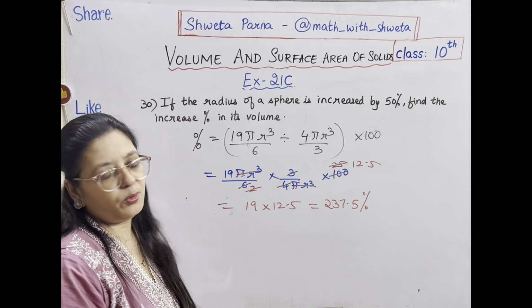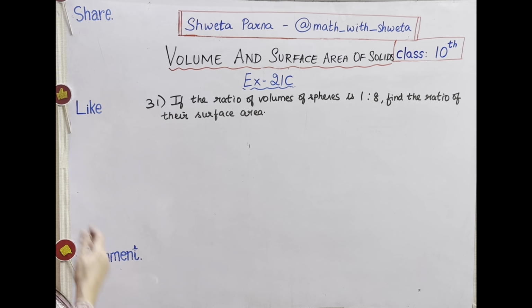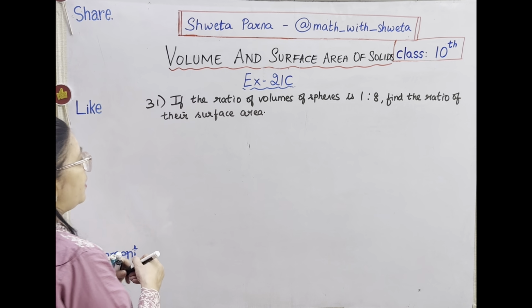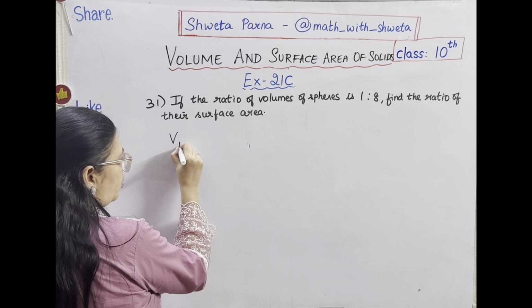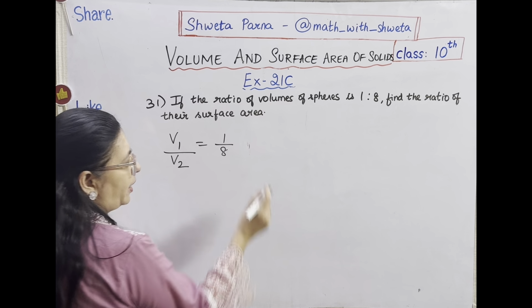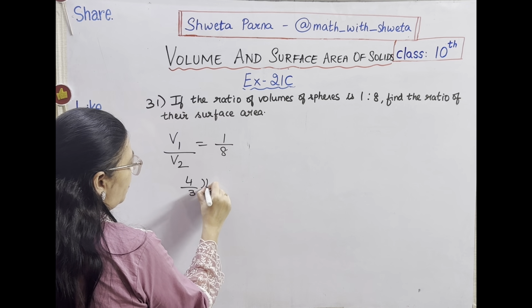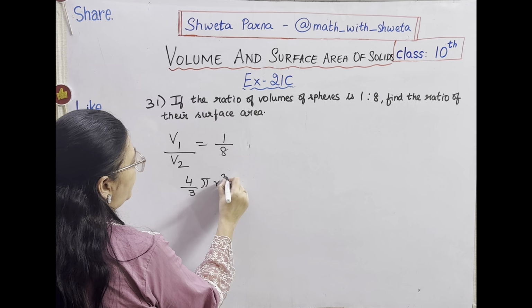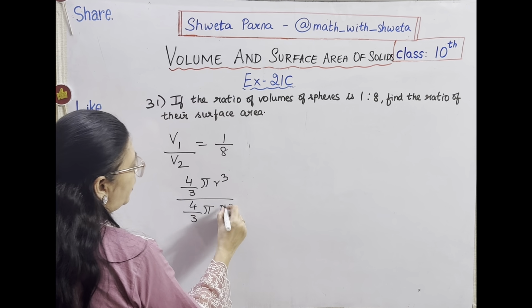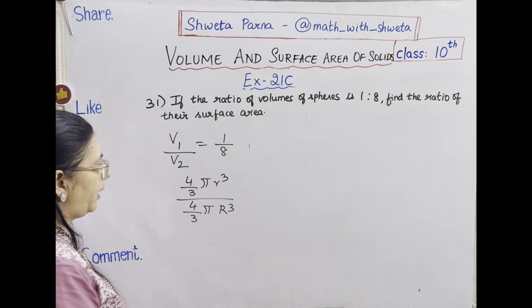Yes? Let's go to the last question of this exercise. Let's go to the last question, children. If the ratio of volume of the sphere is 1:8, that means volume of sphere 1 upon volume of sphere 2, the ratio is 1:8. How do you find the volume of a sphere? It is 4 by 3 pi r cube upon 4 by 3 pi R cube. Now, I have taken here small and here I have taken big because the ratio is 1:8.